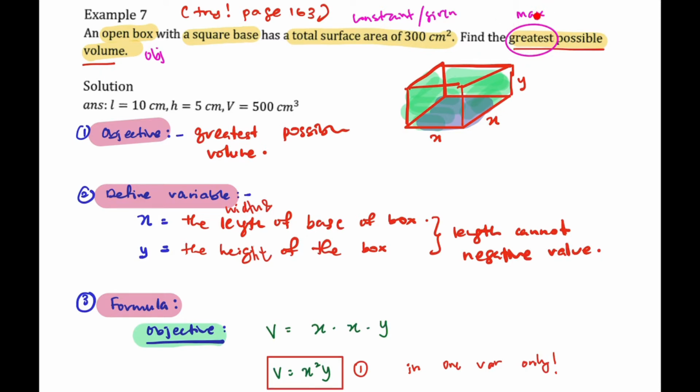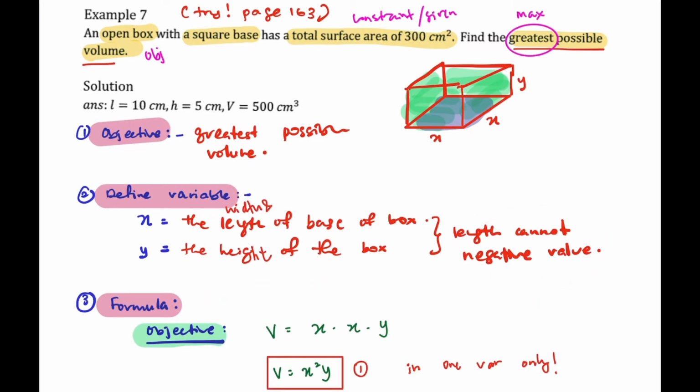So let's write our objective. You want the greatest possible volume. And number 2, let's define our variable. So x here is the width and length of the base of the box. And y here is the height of the box. So be careful, length cannot be a negative value.